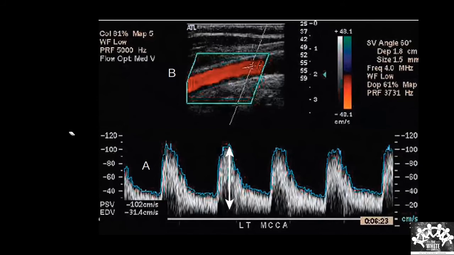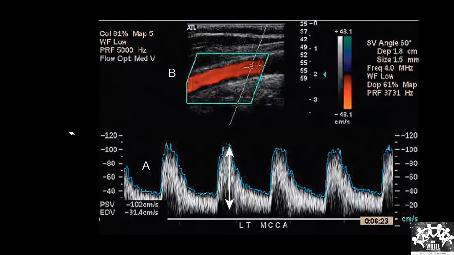Good. Is there a reversal of diastolic flow? There is no reversal of diastolic flow. Is there a point at which the flow stops in the blood vessel? There is no point where there is stopping of the flow.